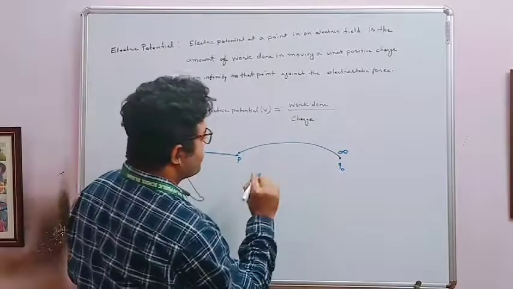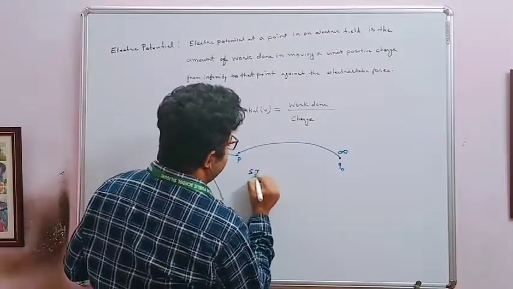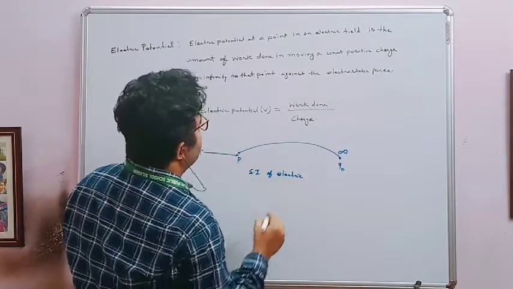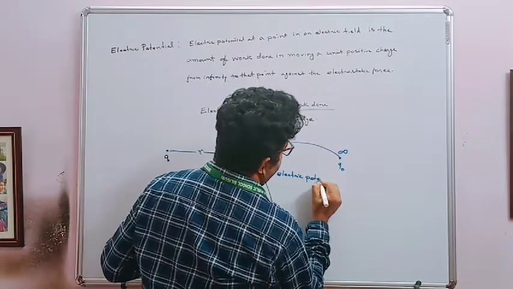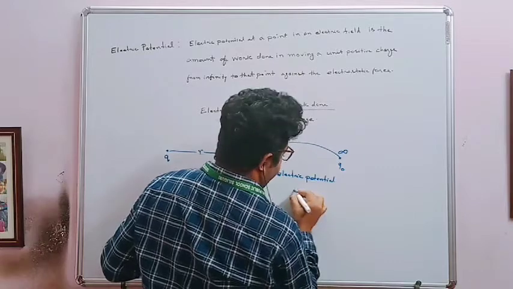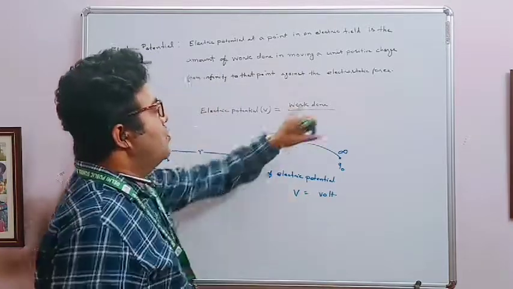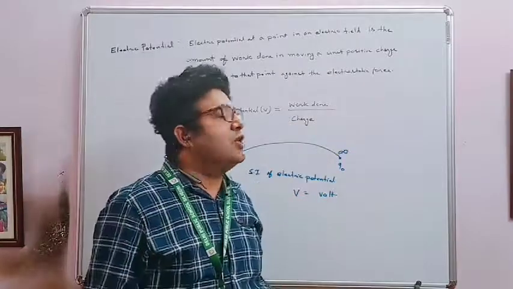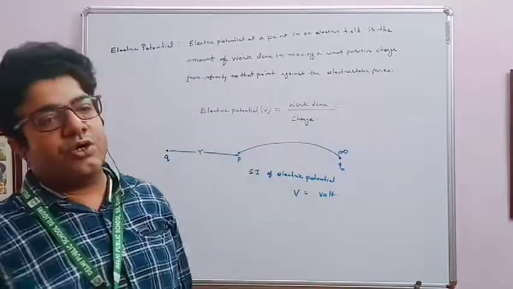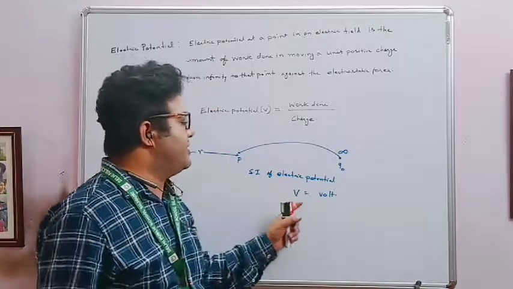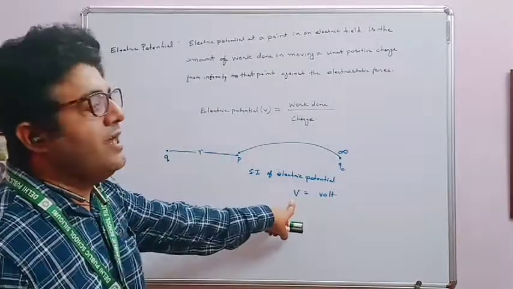Before that, the SI unit of electric potential is the volt. Although we can write work done per unit charge, so we can write joule per coulomb, frequently we use the volt as the SI unit, and it is represented by V.